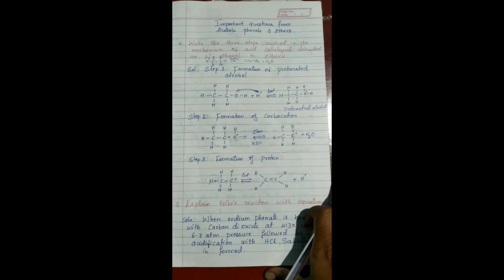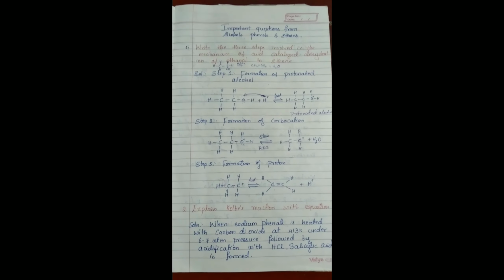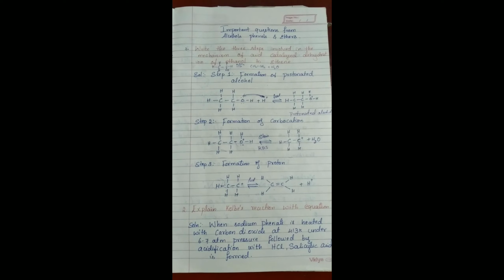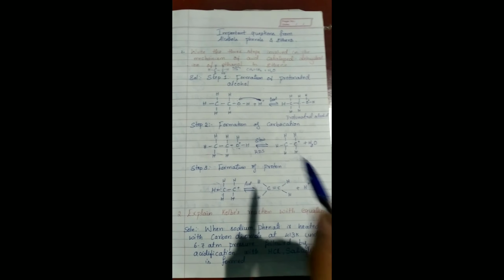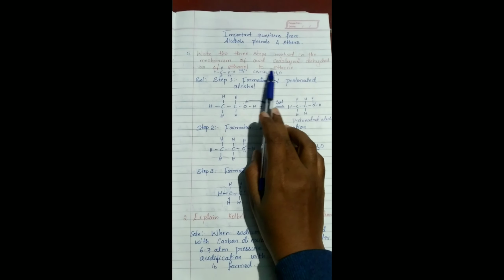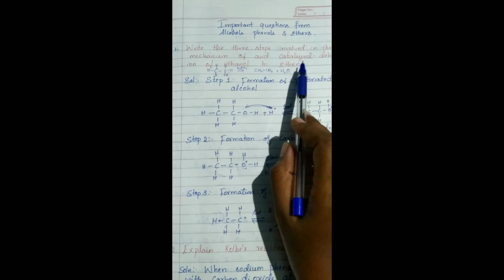Hello students, in this video let's discuss some important questions from alcohol, phenol and ethers. The first important question in this lesson is conversion of ethanol to ethene. Conversion of ethanol to ethene means conversion of alcohols into alkenes.